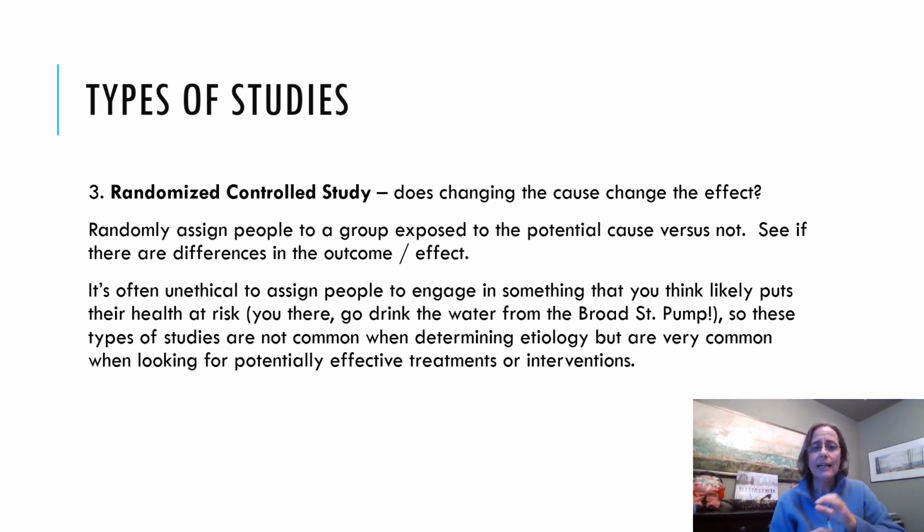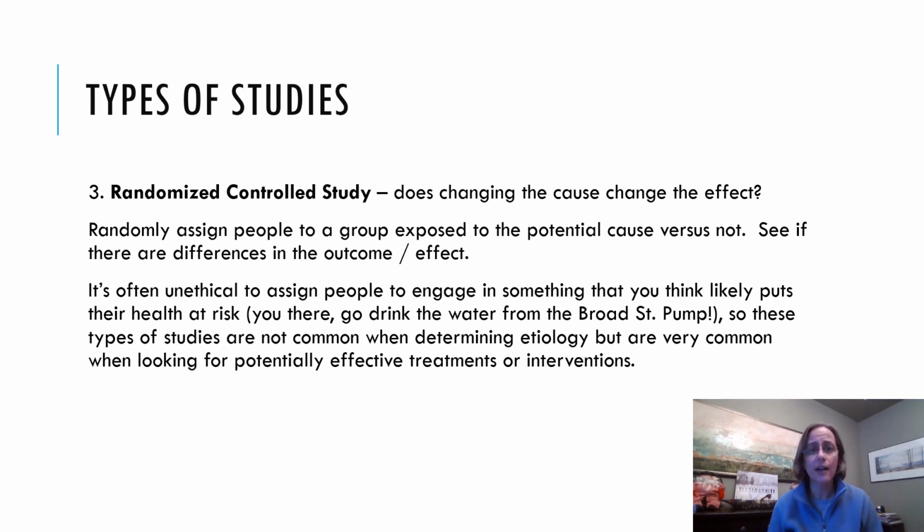Now, the problem is, if we're looking for the cause of a condition, it's often unethical to say, I'm going to have you do this thing that I think is going to cause a disease, and you guys, I'm going to have you not, right? That would be like me doing a study in college students and saying, I want half of you to go out and have a lot of unprotected sex, and I want the other half of you to have no unprotected sex, and we'll see who gets chlamydia. That's not ethical if I think it is likely to be a cause. So we often don't see these studies done when we're trying to identify causes or etiology of health conditions.